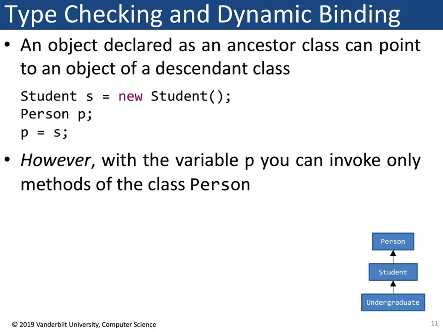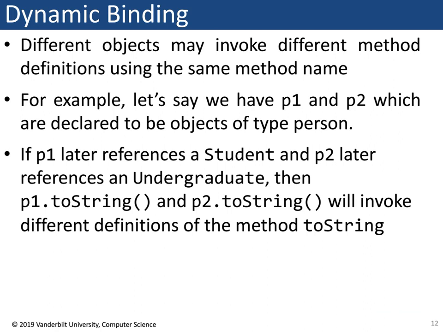However, it won't call the toString method that is declared in the person class. It will call the overridden toString method at the student class. So to say that one more time, different objects may invoke different method definitions using the same method name.